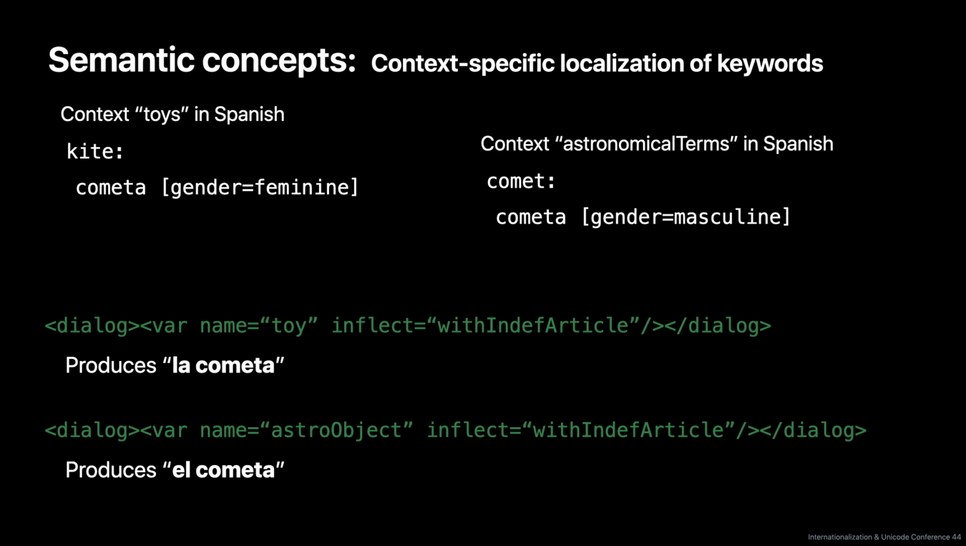This can be represented using semantic concepts, where we can define a context of toys with a specific translation of kite in Spanish as cometa, and we can specify that the gender of that word is feminine. We can also define a context of astronomical terms, where the translation of comet is cometa again, but in this case, it's masculine. And so we let you define, when you're defining a parameter type, you can also specify if that parameter type should be treated as a specific category of semantic concepts. So the relevant translations will be used to produce the right translation with the right gender in the right context.